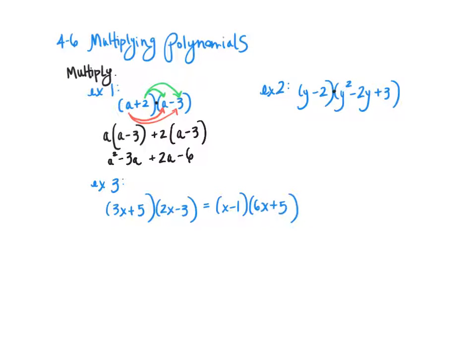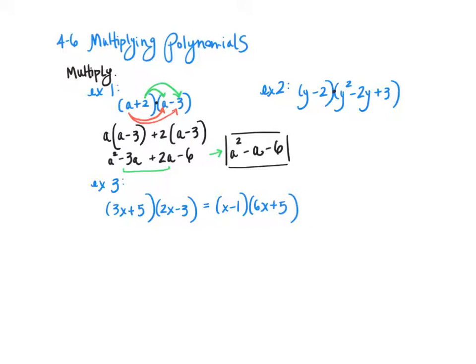Now I would be done, except I can simplify this. This has 4 terms, but I notice that I have 2 terms that are like terms. So I'm going to simplify that, and that's going to be a to the second. If I have a negative 3a plus 2a, that's going to be negative 1a, which I can write just as minus a. And then I have my minus 6. And this is my final answer.